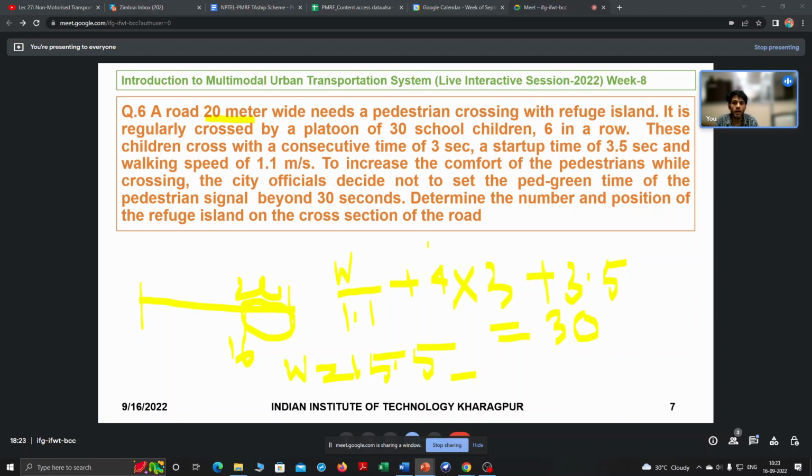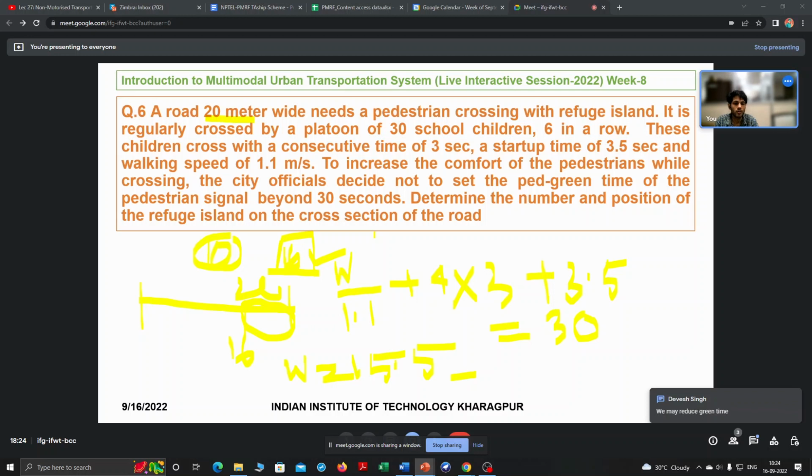So should we provide a refuge island for only 4 meter? That's a question. What should we do? What would be a rationale to do in the mid? If you are saying in the mid, then here they are crossing 16 meter. They will able to cross, right? And actually in the middle means you need 10 meter. Then this 6 meter is wastage because there is green time available, but still no one is crossing it, right?